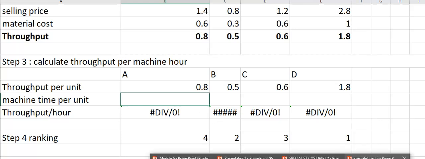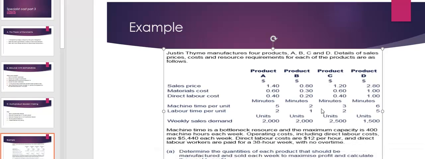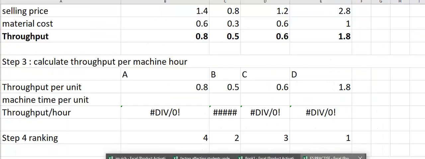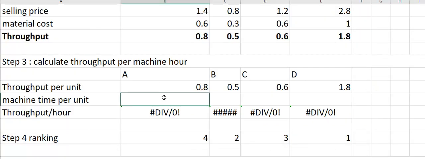Let's start with product A. Machine hours per unit is 5. However, these are in minutes. You have to change them into hours. Take note, if you are given seconds, you change them into hours by dividing by 3,600. But if you are given minutes, you divide by 60. So here it will be 5 divided by 60 to find the hours per unit.